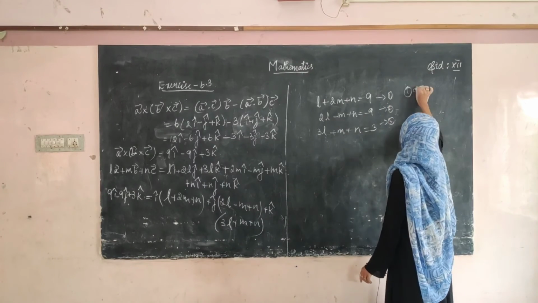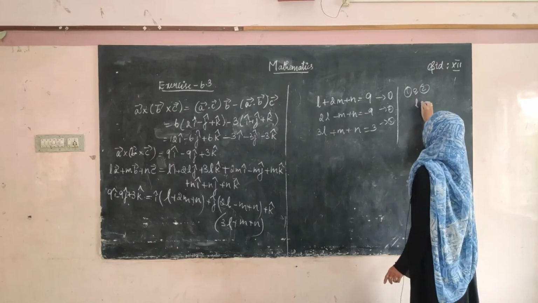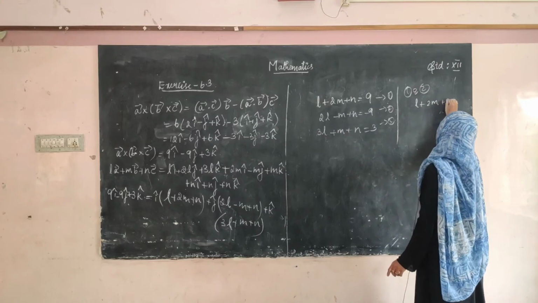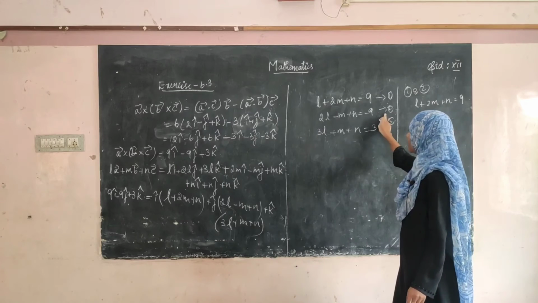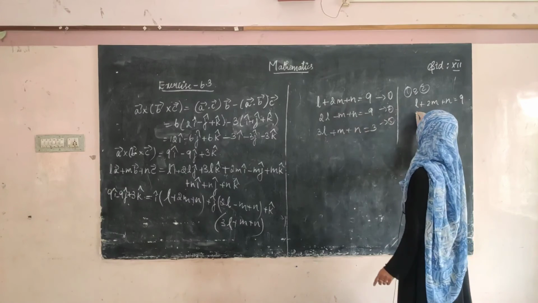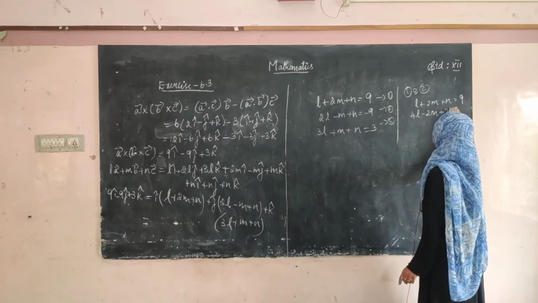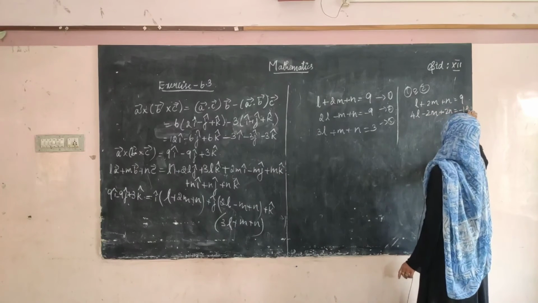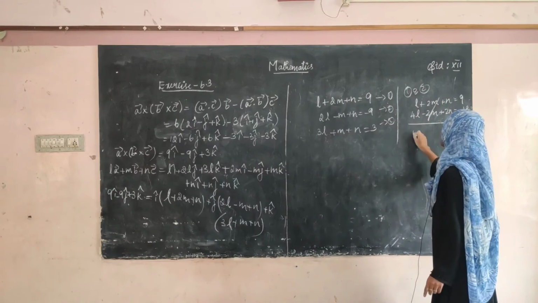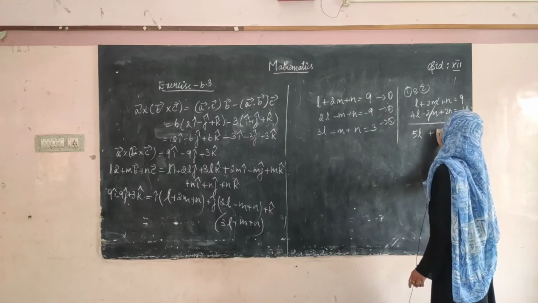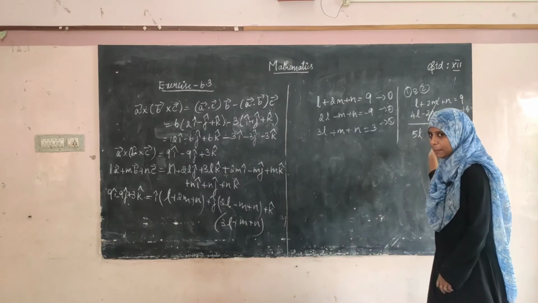Okay, now solving 1 and 2. l plus 2m plus n is equal to 9, and then the second equation into 2. This is 4l minus 2m plus 2n is equal to minus 18. So adding, m gets cancelled. 4l plus l is 5l plus 3n is equal to minus 9. Keep it as it is.